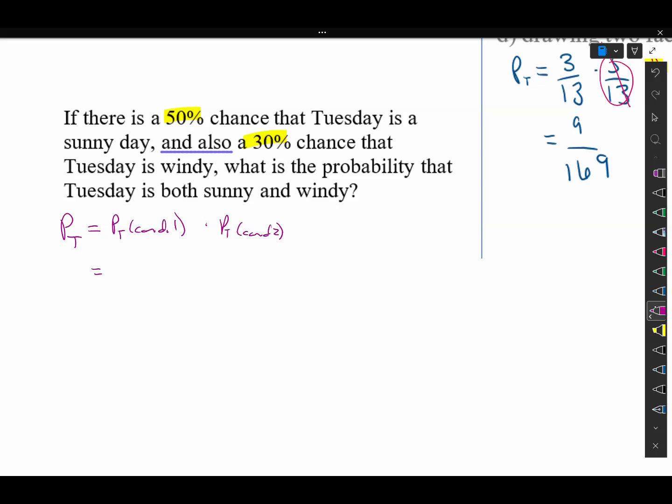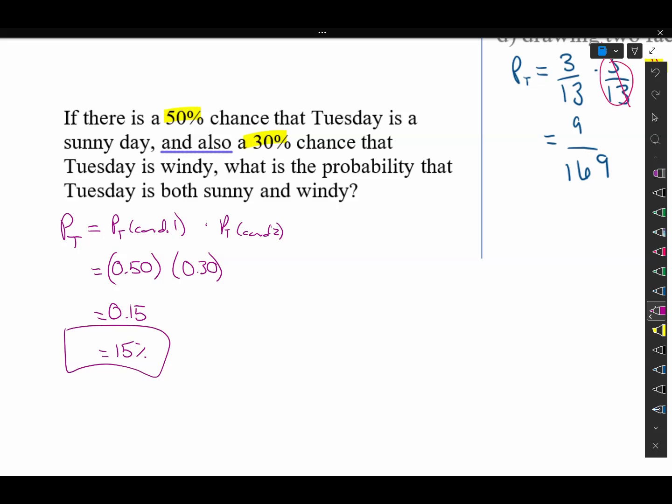Now, the first probability is 50%. We could change that to a decimal, 0.50. Our second probability is 30%. We could change that to a decimal, 0.30. And if we multiply those together, we end up with 0.15. That is a 15% probability of being both sunny and windy.